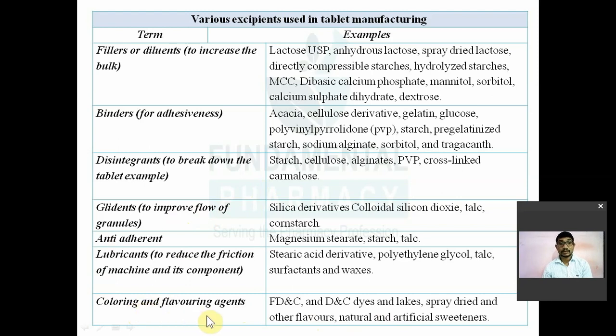Then flavoring agents are used to improve the flavor. They are used to mask the taste of bitter drugs. Okay, flavoring agents like citrus flavor, a lot of flavors are used. Orange flavor, strawberry flavor are also available nowadays. Natural and artificial sweeteners are also used. So the main motive of this slide is to make you familiar with the drug excipients and their examples.